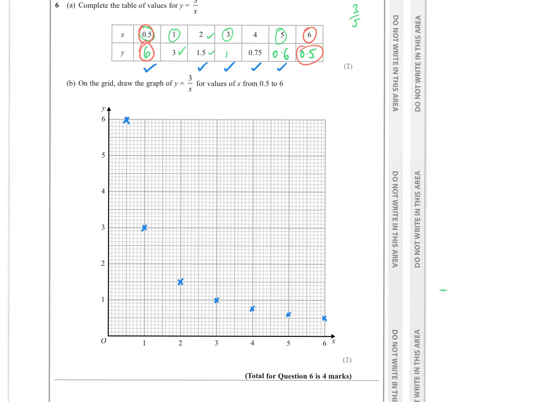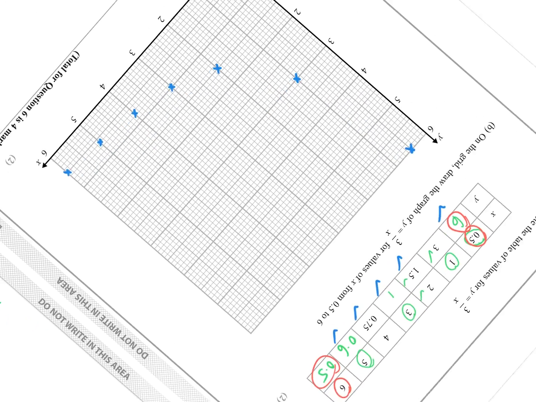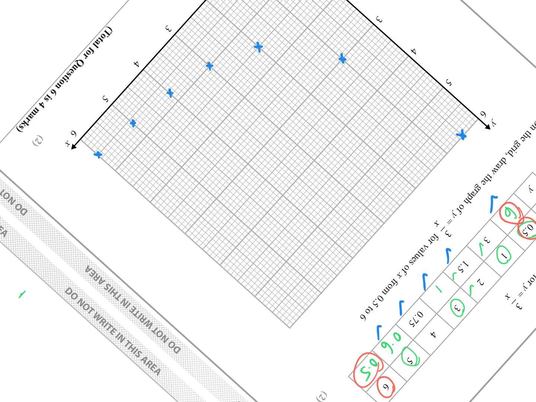And then I've explained this question on the foundation paper as well, so if you want it to go a little bit slower, you can have a look at that one. It's on the foundation paper as well.